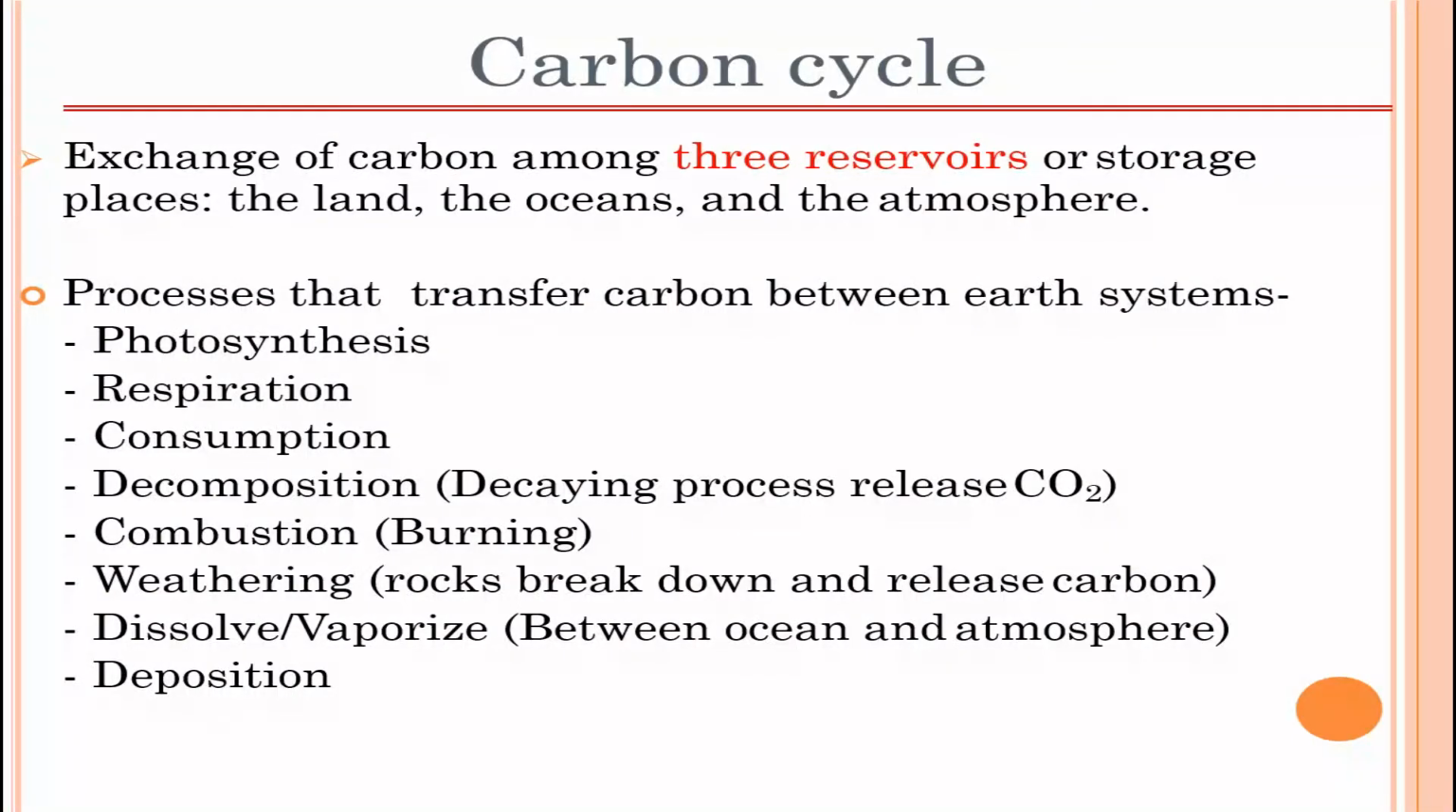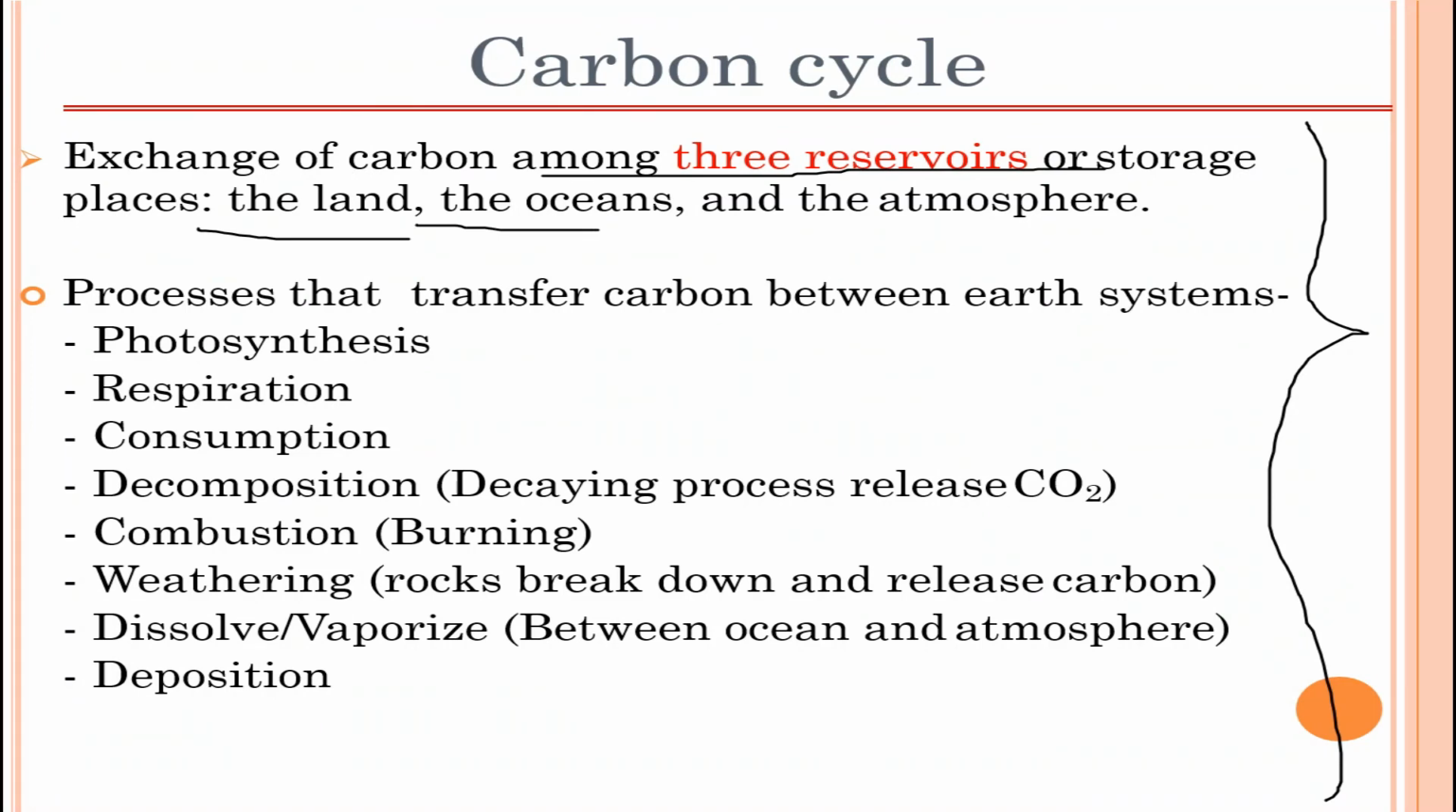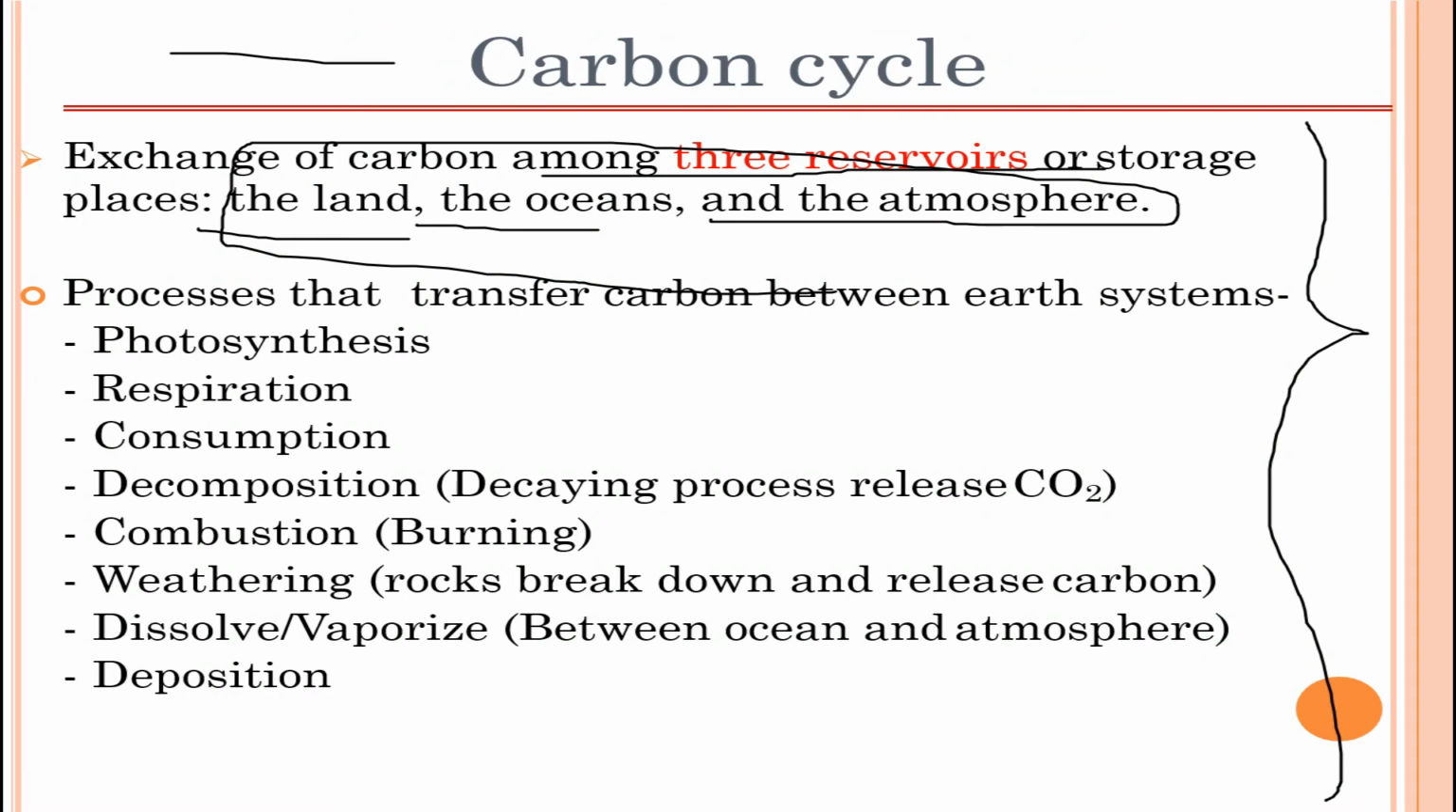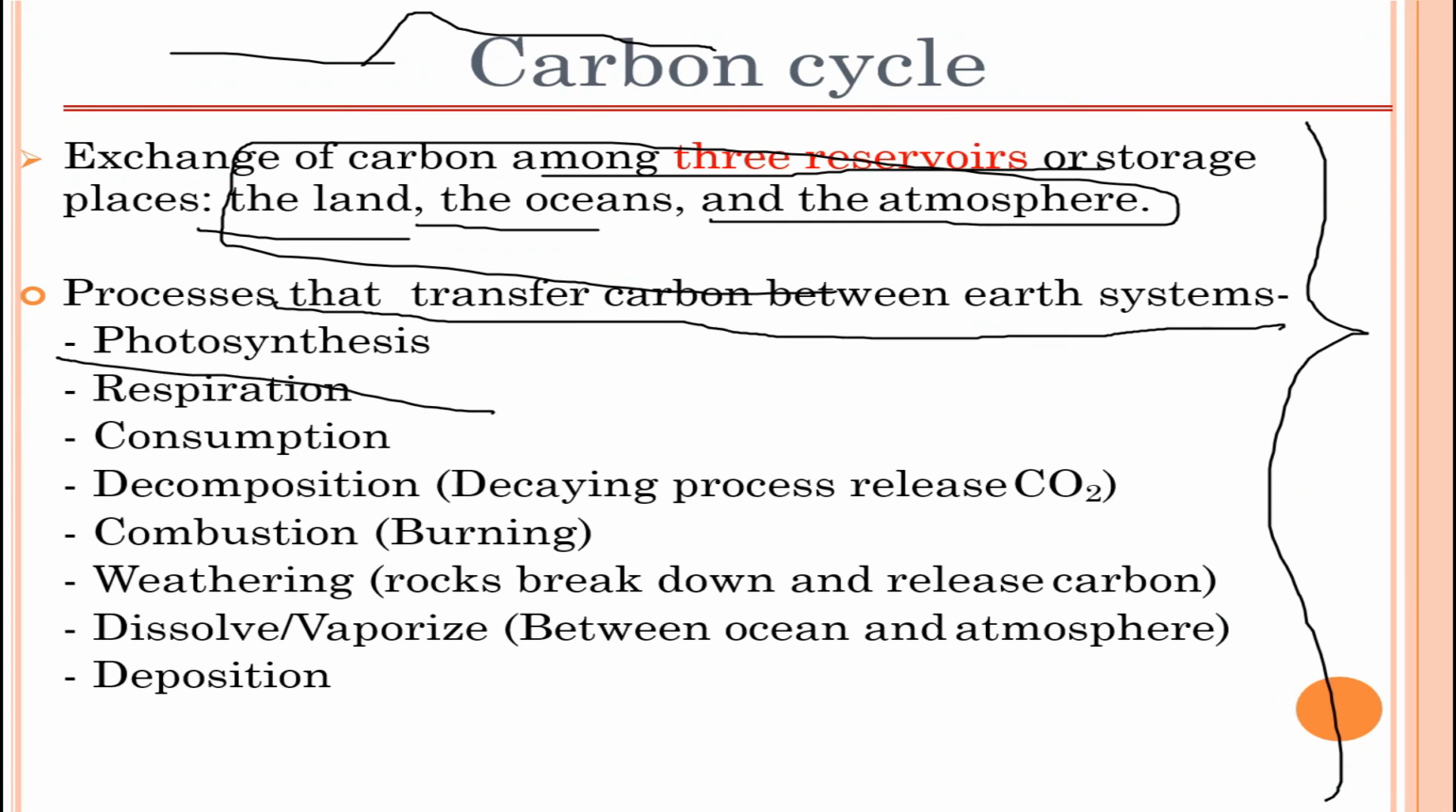Coming to the last part of the video, which is the exchange of carbon among three reservoirs or storage places: the land, the ocean, and the atmosphere. These three are important reservoirs for carbon storage. The processes that transfer carbon between two Earth systems are photosynthesis, respiration, consumption, decomposition, and combustion. Respiration, decomposition and combustion all involve release of CO2.